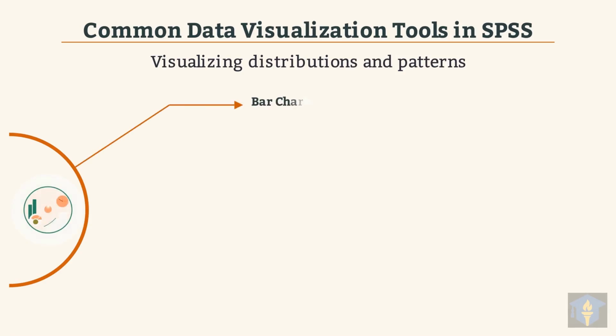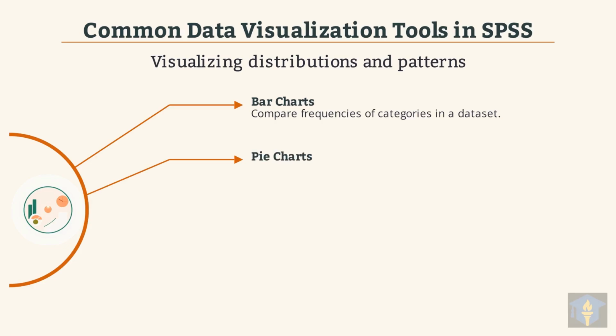First up, we have bar charts, a fundamental tool for visualizing categorical data. Bar charts are excellent for comparing the frequencies of different categories within your dataset. Next, we'll look at pie charts, another popular way to represent categorical data. Pie charts effectively represent categorical data, showing each category as a proportion of the entire whole.